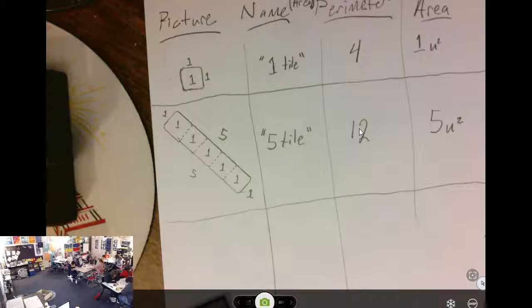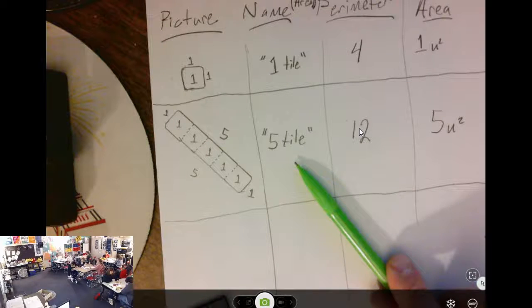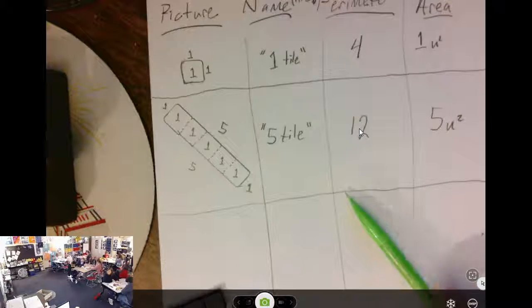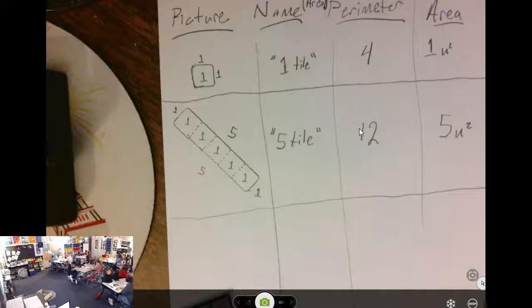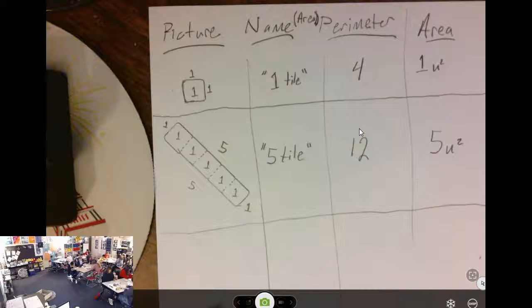If you don't have the area, you better know that this is the area. It's going to be the same thing, but if you want to have quick reference, like, Mr. Hudson said a 5 tile, what is he talking about? It's a tile with area of 5. So if I was you, I'd add the area tile just because why not?